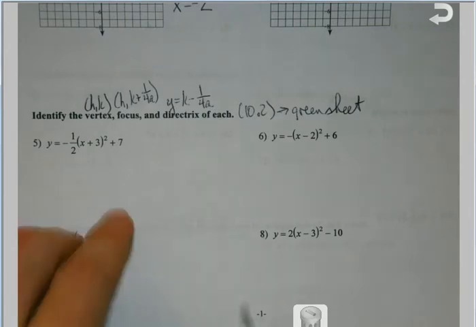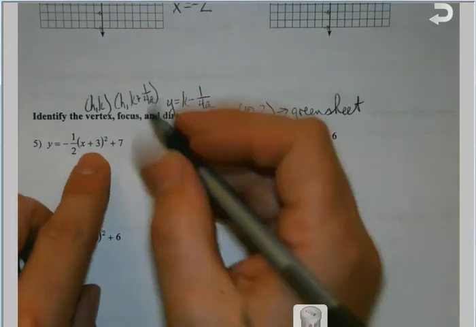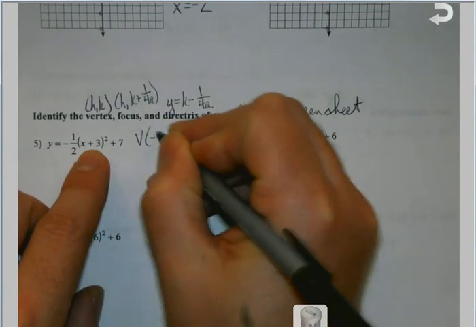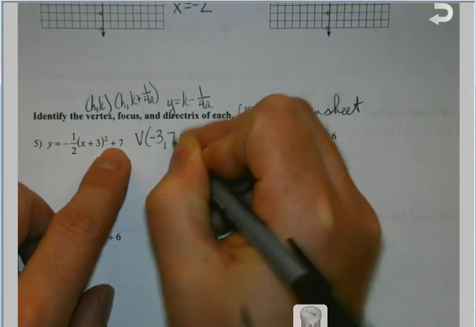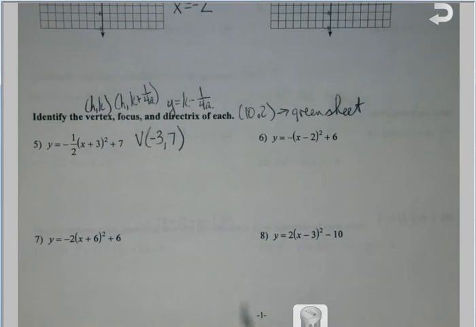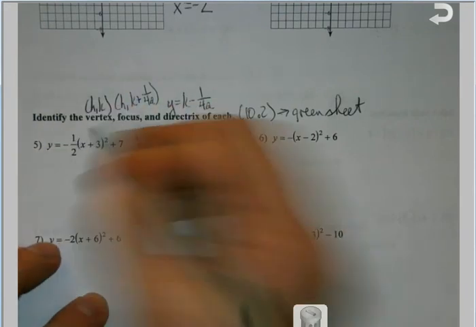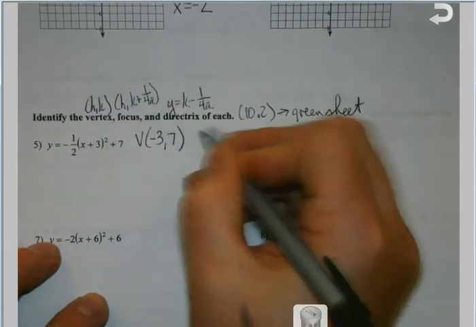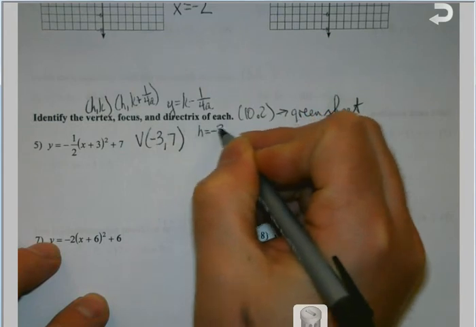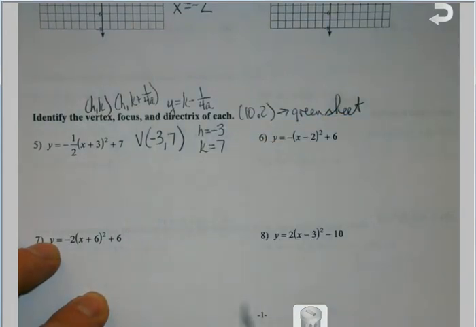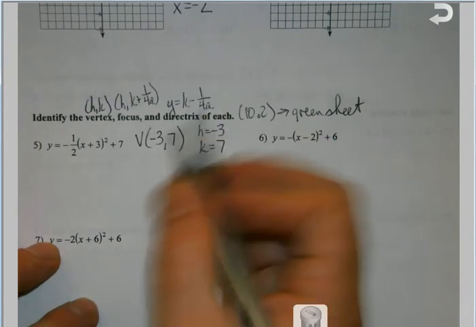But for now, okay, if I'm looking for my vertex, it's (h, k). Now again, it's the opposite of what I see in the parentheses. And then I keep whatever's on the outside. That should be the easy part. Once I get through that to find the focus and directrix, okay, I already know that my h is -3, that my k is 7, and then I just go through and I'm going to fill those in here.